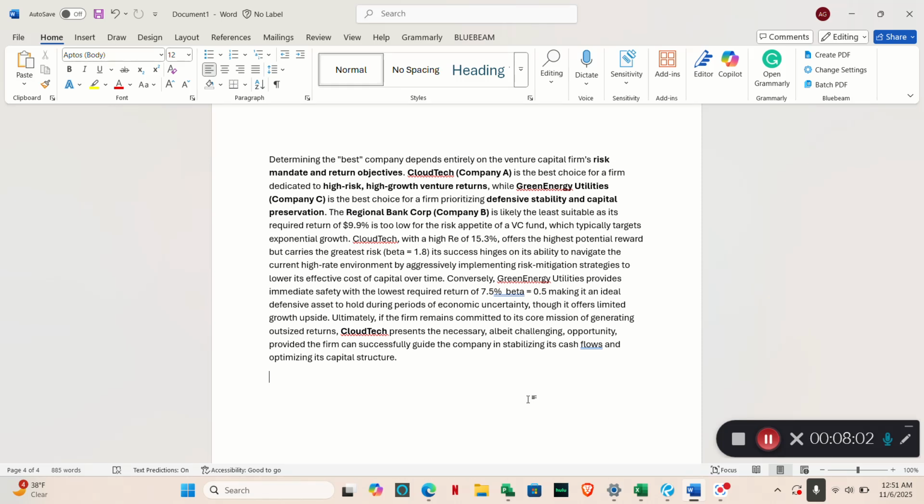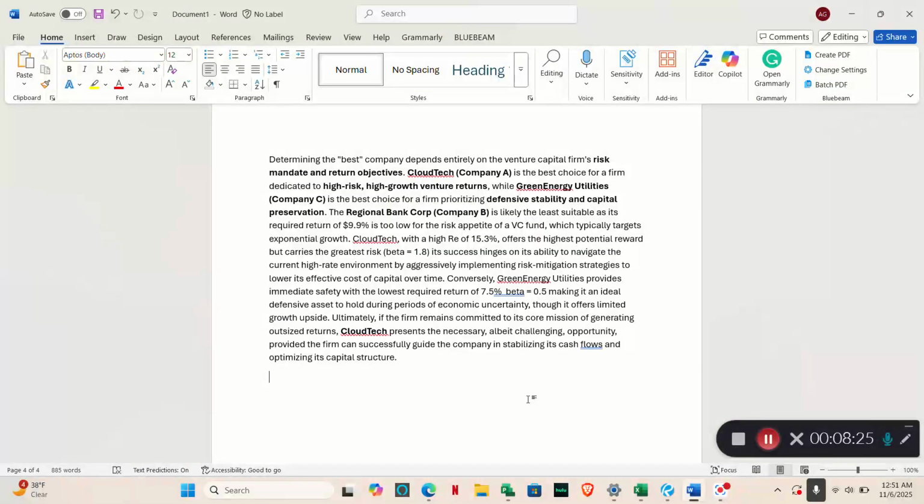CloudTech, on the other hand, with a high RE of 15.3%, offers the highest potential reward but carries the greatest risk, with a beta of about 1.8. Its success hinges on its ability to navigate the current high rate environment by aggressively implementing risk mitigation strategies to lower its effective cost of capital over time.